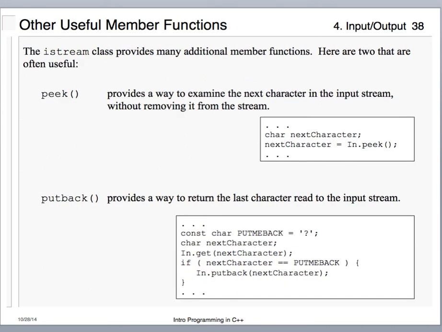A couple other useful functions you might occasionally need to use. Sometimes you want to peek ahead at the next character to see how you want to process it before you actually consume it, or actually read it and move the pointer that's keeping track of where we're at in the data file ahead. So we can do that with a peek. It returns the next character but doesn't actually consume it, so it doesn't move the file pointer forward. So we can see what it is without moving.